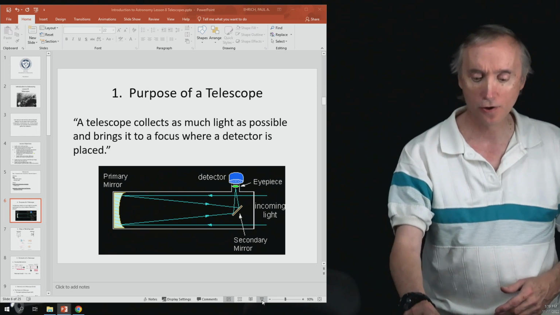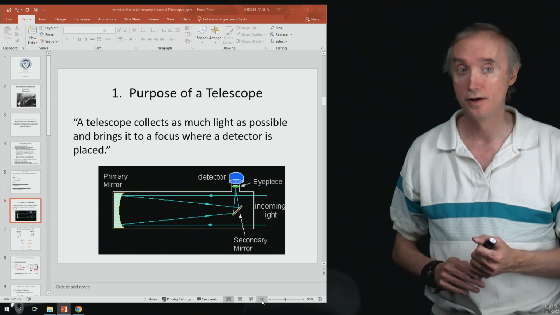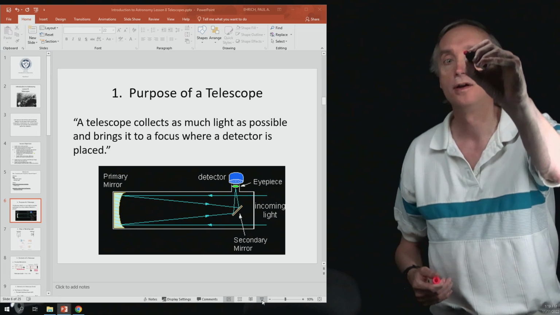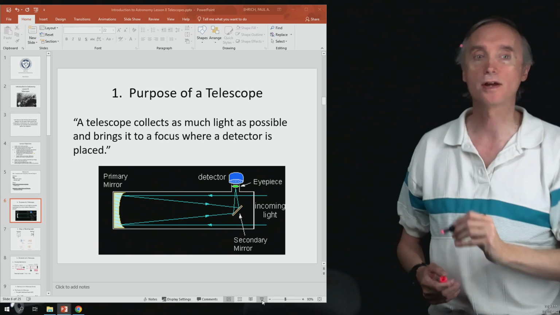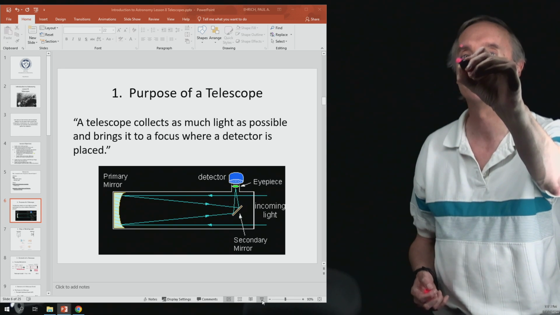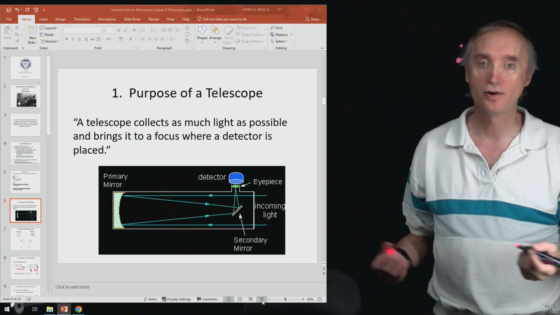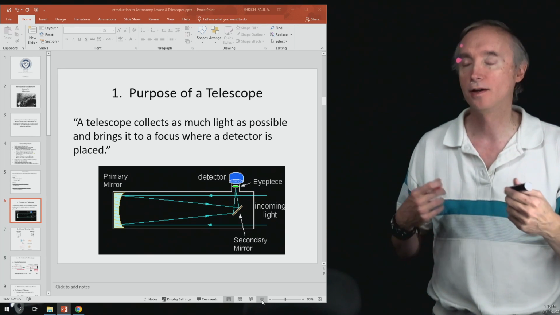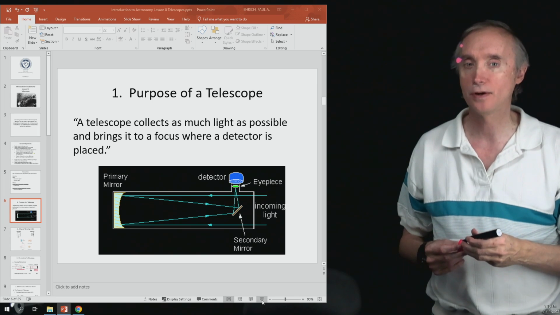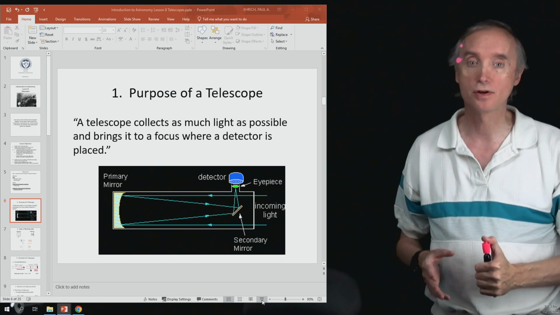But it doesn't really help us if we're magnifying the image of a star. Because if a star normally looks like that, then when we magnify it, it's going to look like that, which really doesn't help us any. So you don't really consider the magnification power of an astronomical telescope.